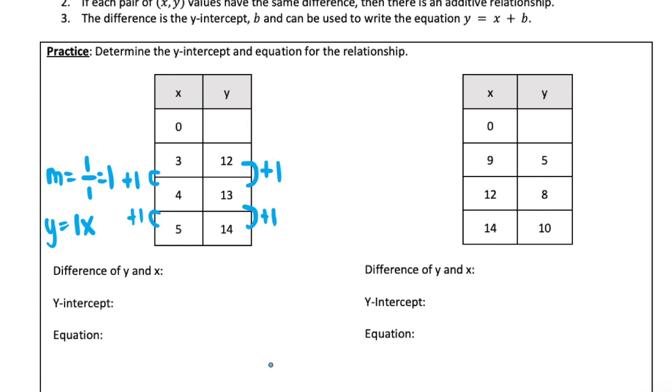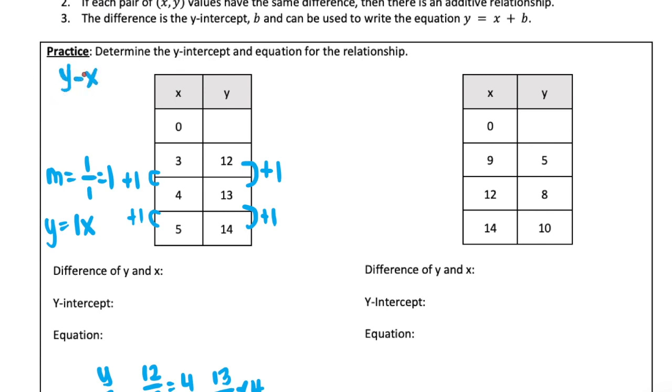If I wanted to check to see if it was proportional, remember we would check y over x. If I did that right now, I would have 12 over 3, which is 4. And then I would check my next one, which is 13 over 4, and that does not equal 4. So we already know right away that this isn't proportional, so that's telling us it's not going through the origin. So that's when we want to test out what the difference between y and x is, to see how much we were adding each time to go from x to y. The difference of y and x means y minus x.